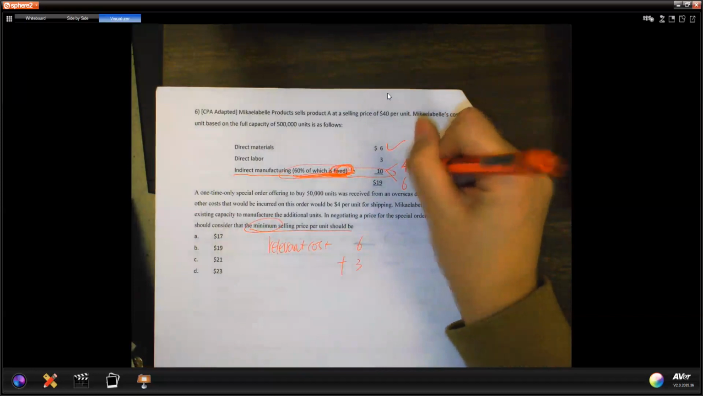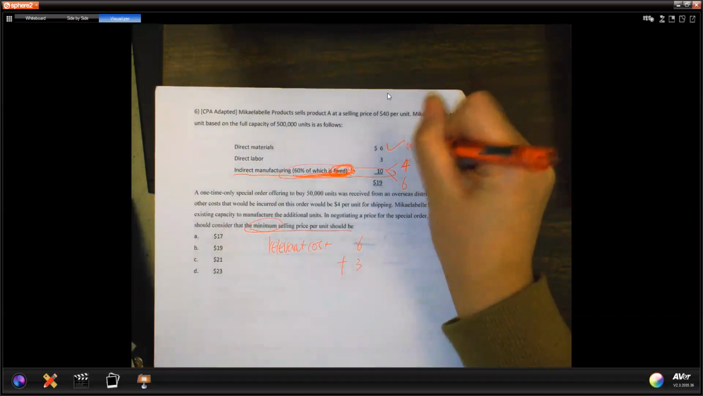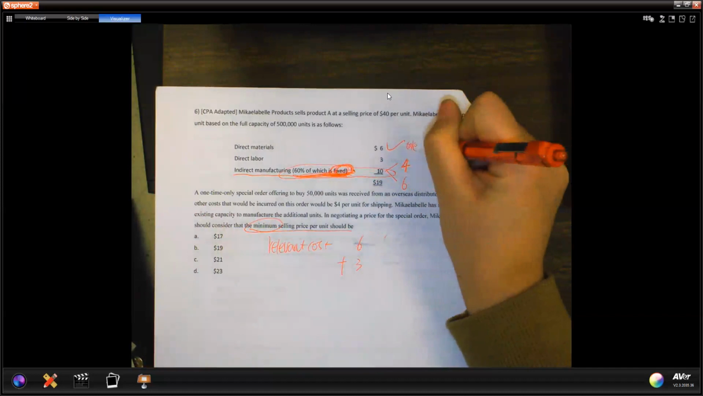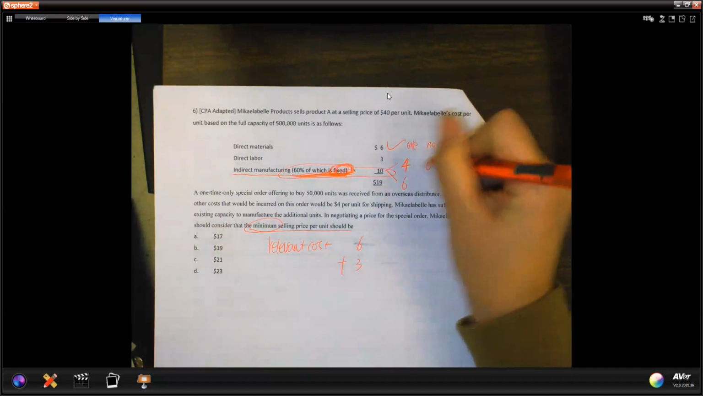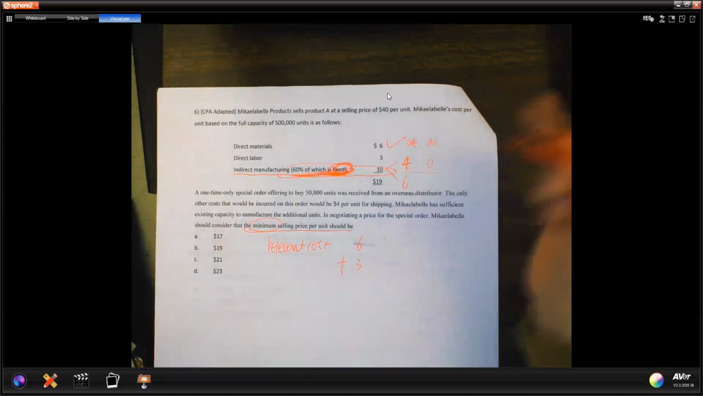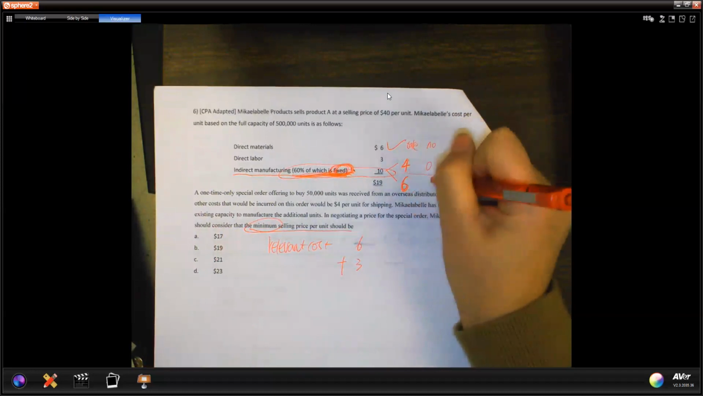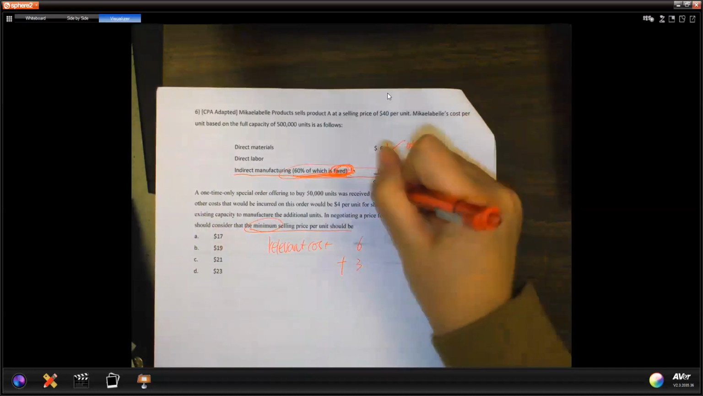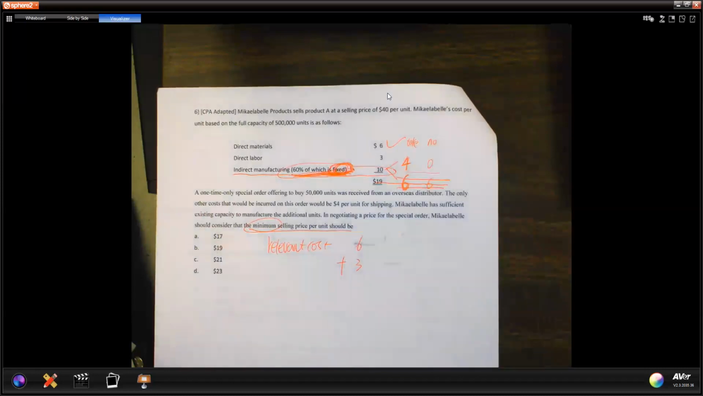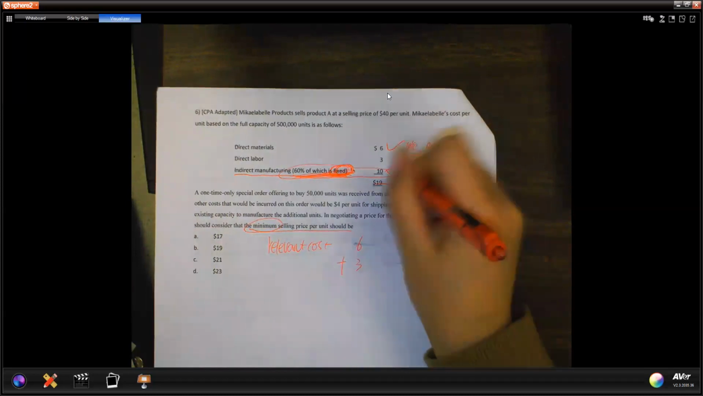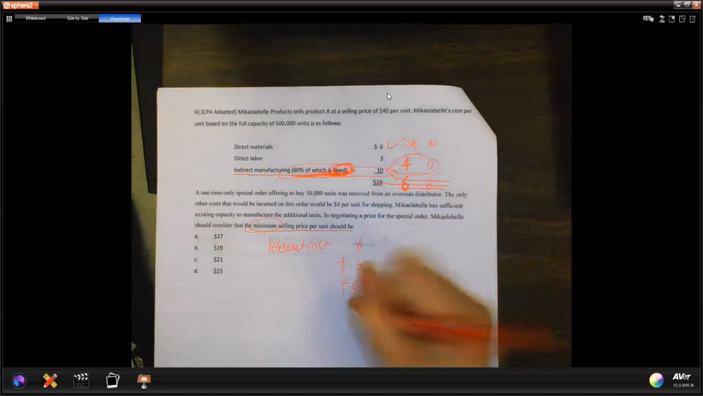So 4 is variable. That means if you take the order, you have to spend $4. If you don't take it, then it will be 0, right? Because it's variable. But for the fixed, if you don't take it, it's 6. You take it, it's still 6. So there is no difference for that part, the fixed percentage. So we only look at this $4, which is the variable part.